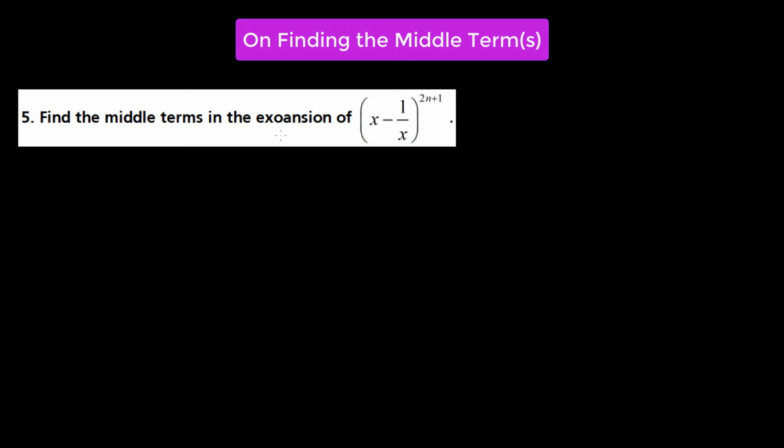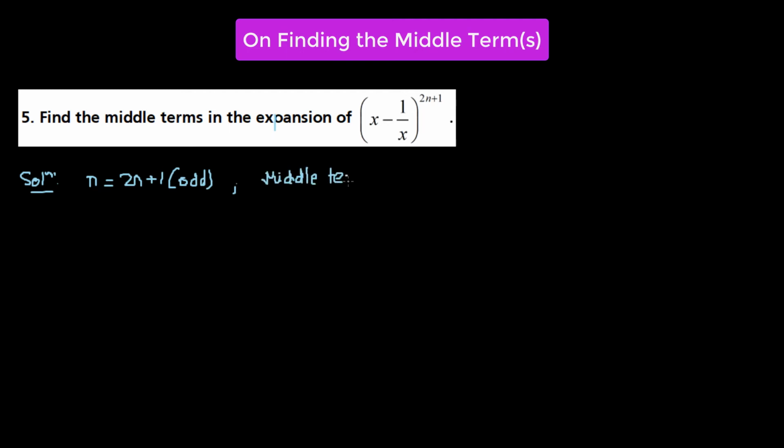So we have this expansion. We are given a binomial expression, and we have to find the middle terms. First we check n, which is given as 2n plus 1. Any number multiplied by 2 becomes an even number, and when we increment it by 1 unit, it becomes an odd number. So that means our given index n is odd. That being said, we'll find the middle term.